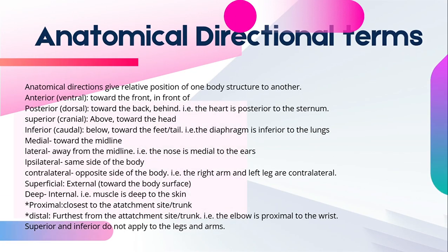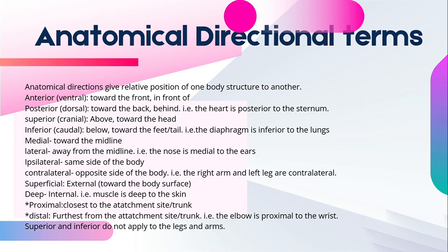Anatomical directional terms. So we have these to give relative position of one body structure to another. So we have anterior or ventral, meaning toward the front or in front of, posterior or dorsal, meaning toward the back or behind, superior or cranial, meaning above or toward the head, and inferior or caudal, meaning toward the feet or tail, medial, meaning toward the midline, lateral, meaning away from the midline, ipsilateral, meaning same side of the body, and contralateral, meaning opposite side of the body. Superficial, meaning external or toward the body's surface, or we have deep as the opposite, meaning internal.